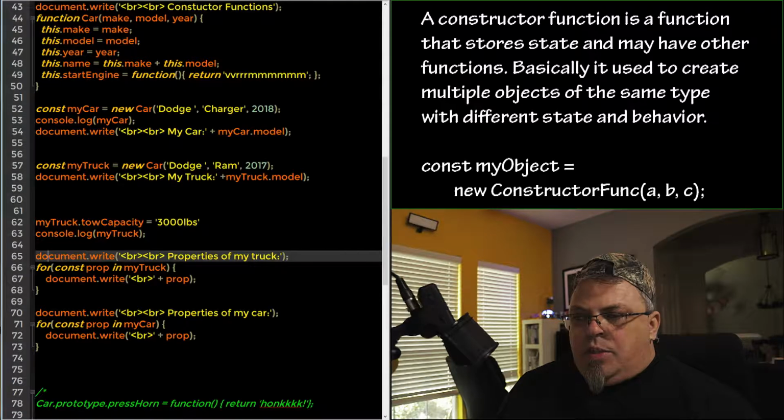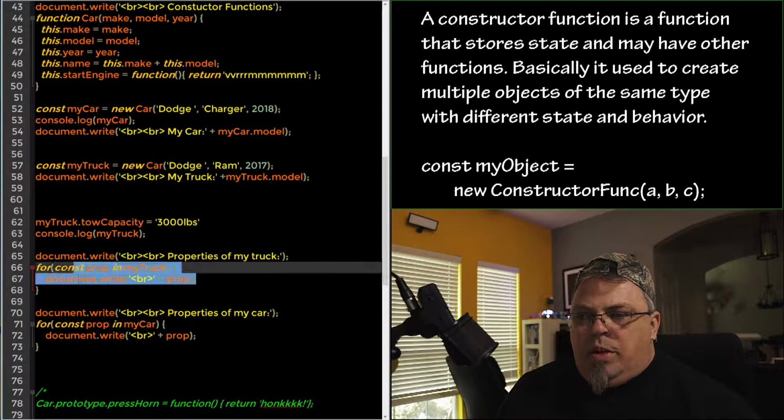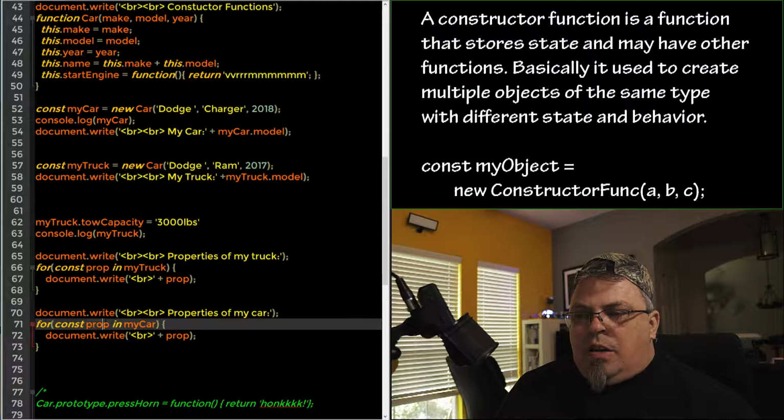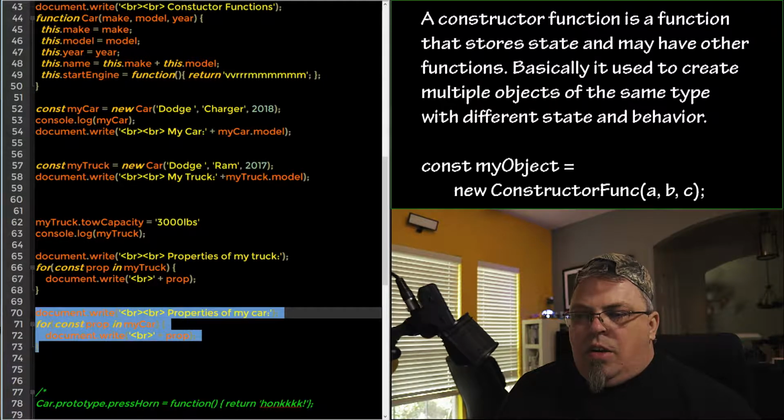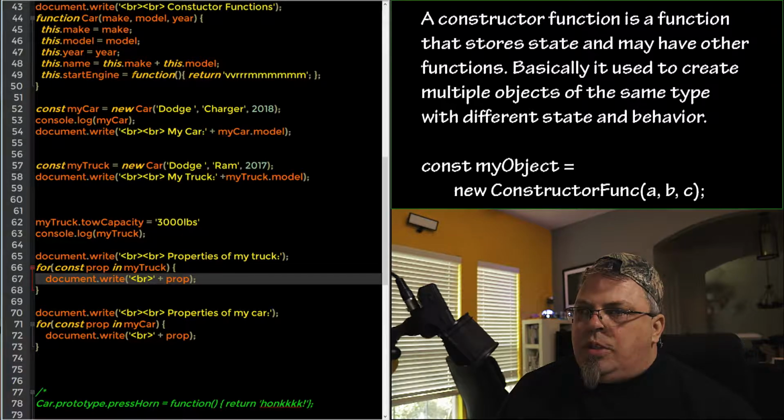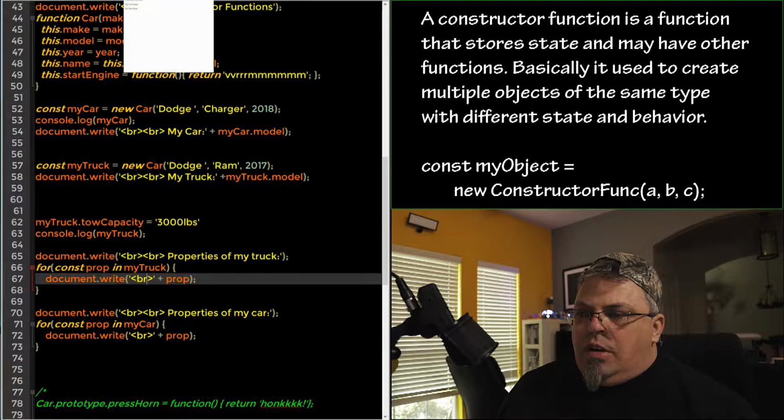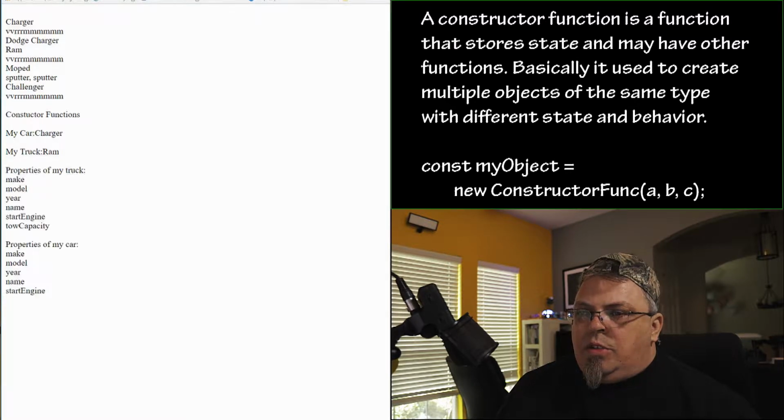So right here, I actually print out each of the properties in my truck, and I print out each of the properties in my car. I do this with a for in loop. Let's see what that looks like. So I'm going to save it. So I should have a new property on my truck that's not on my car. There we go. So properties in my truck: make, model, year, name, startEngine, towCapacity. Now properties in my car: make, model, year, name, startEngine, towCapacity is missing.